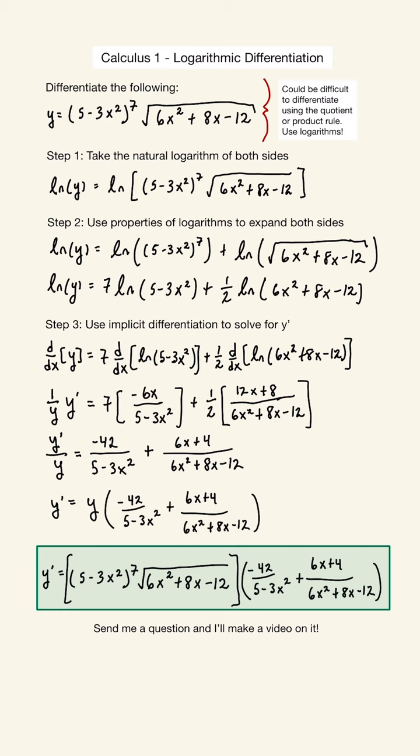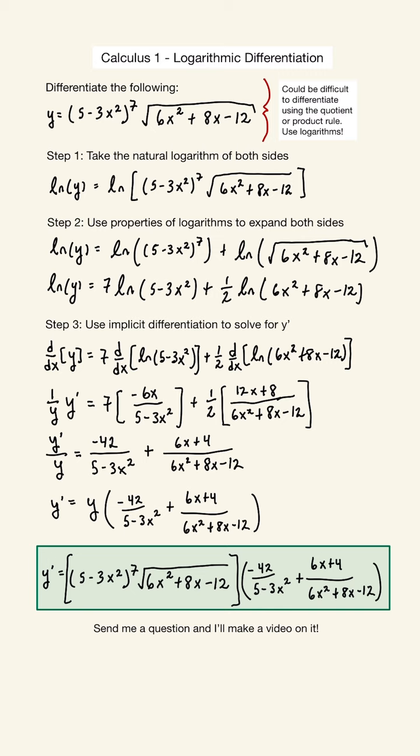So we can go ahead and take the derivative of these three terms, and we'll get 1 over y times y prime for our first term. We'll get 7 multiplied by negative 6x divided by (5 minus 3x squared), and that's by taking the derivative of the natural logarithm here. We know that really it's just the derivative of this inside term divided by what is contained within the parentheses. And then we'll do the same for the rightmost term as well.